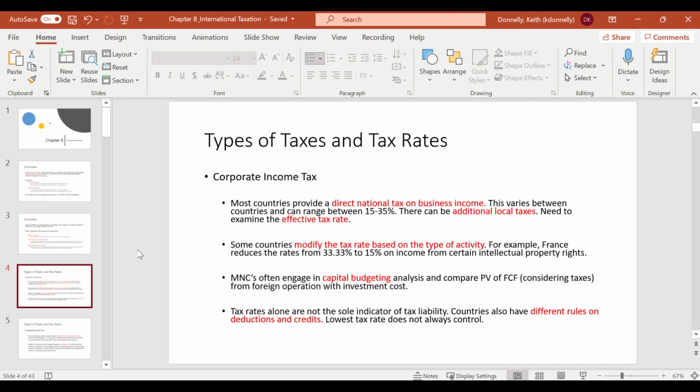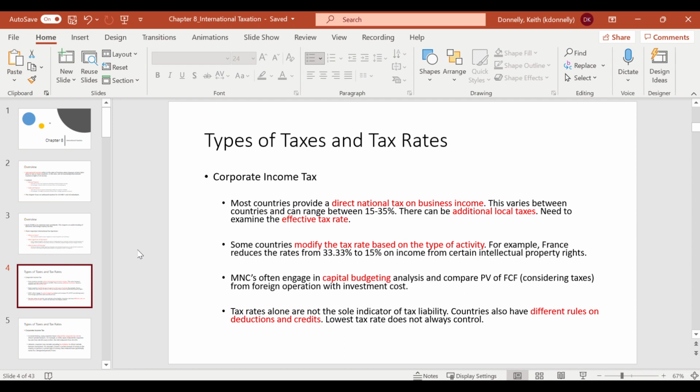So it's activity specific. Now, MNCs are going to engage in capital budgeting, and for any kind of project they take on in a foreign country, like building a plant, they're going to compare basically the present value of the future cash flows associated with that project with what it's going to cost us to do this. Basically, does this make sense? Capital budgeting. Are we going to make a profit from doing A, B, and C in a foreign country? When we conduct capital budgeting, taxes are going to play a part in that role.